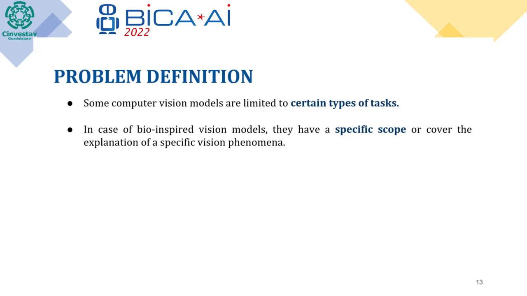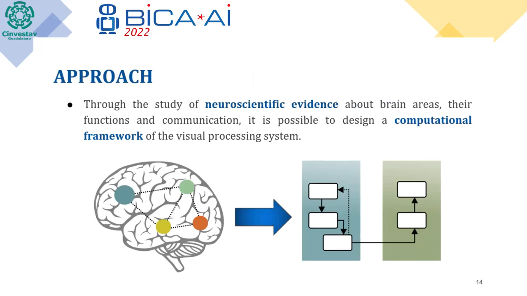In the case of bio-inspired vision models, they have a specific scope, or they cover the explanation of a very specific vision phenomenon. Also, some models are not considering the interaction with more cognitive functions, and it is important that this model is part of the cognitive architecture that we are developing here in Simvestab Guadalajara. Our approach is, through the study of neuroscientific evidence about different areas, their function and communication, to design a computational framework of the visual processing system.